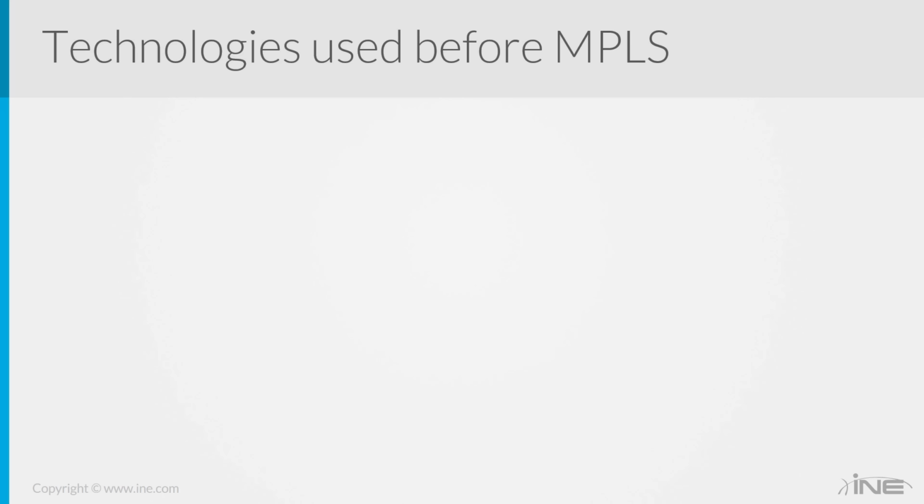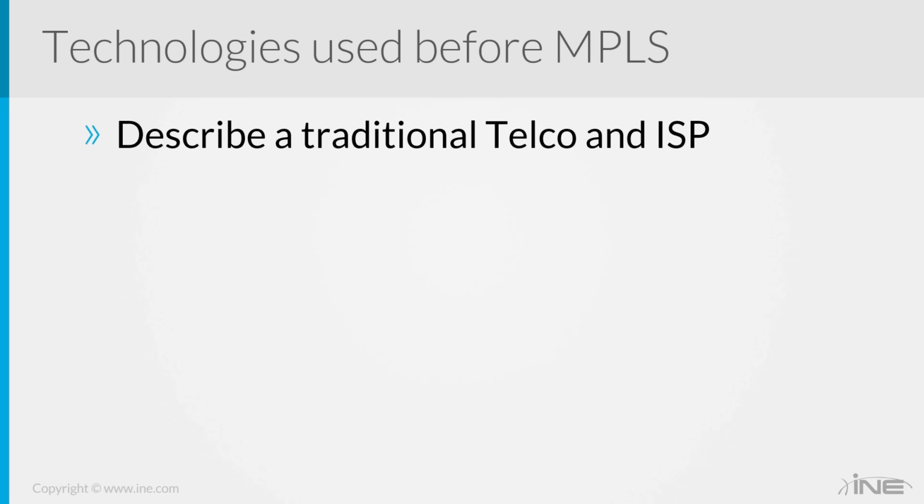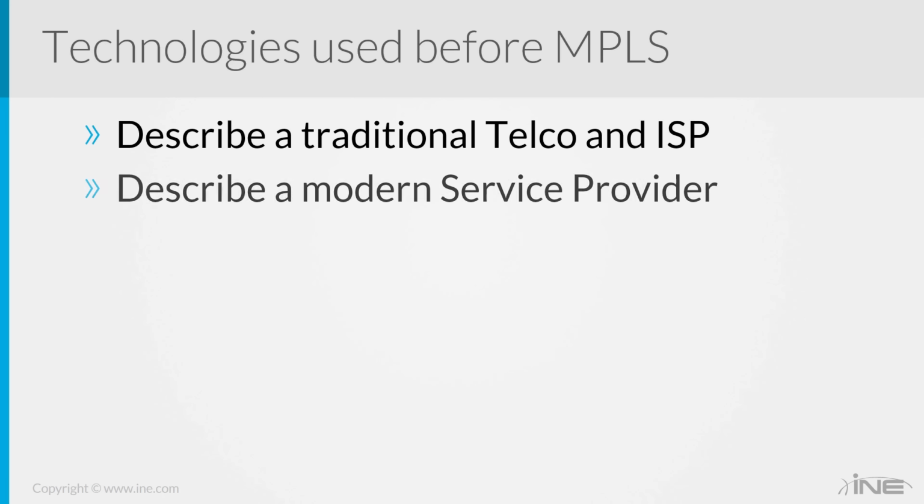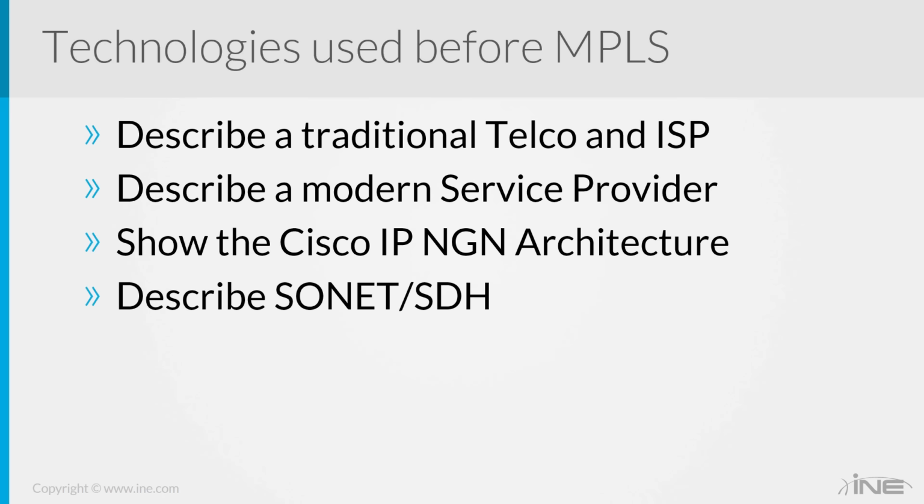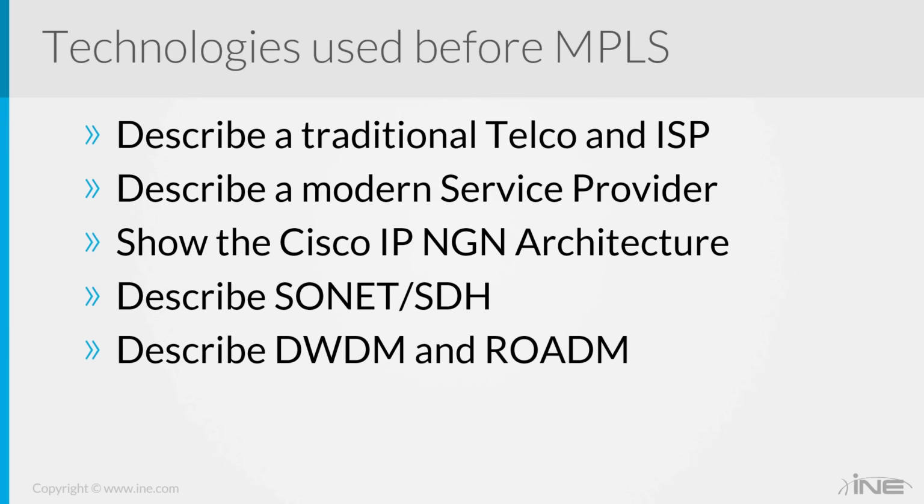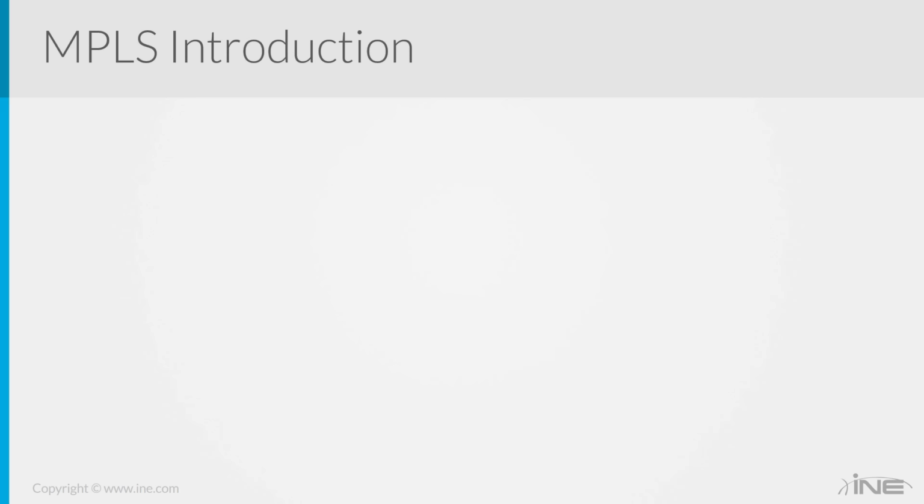What we're going to first take a look at on this slide is what the technologies were before MPLS came into the mix. We're going to take a look at a traditional telco and an internet service provider, or ISP. We'll take a look at modern service providers. We'll take a look at the Cisco IP Next Generation Network architecture, and why that is so important to understand. We'll take a look at SONET and SDH, DWDM and ROADM, as well as IP over WDM. Then we'll dig into an MPLS introduction.